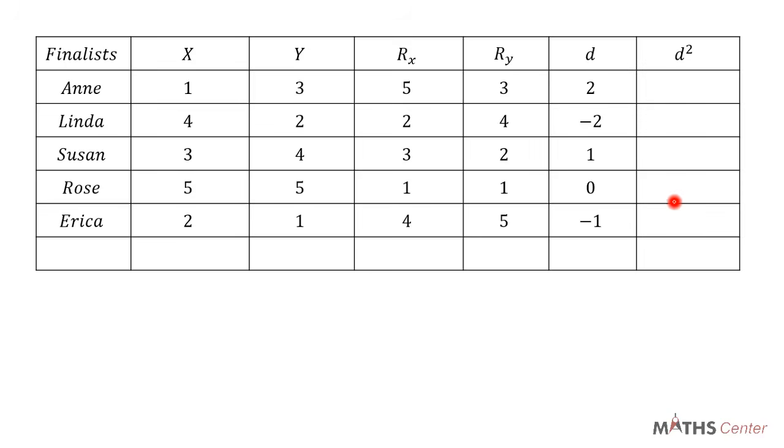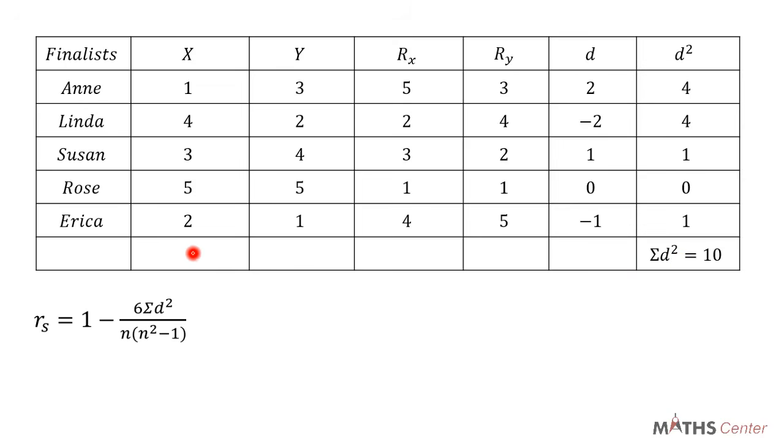To get D squared, we will square the D values here. 2 squared will give us 4. Negative 2 squared gives us 4. 1 squared is 1. 0 squared is 0. And negative 1 squared is 1. We need sigma D squared, so we will sum all the D squared values. 4 plus 4 plus 1 plus 0 plus 1 gives us 10. So sigma D squared is 10.